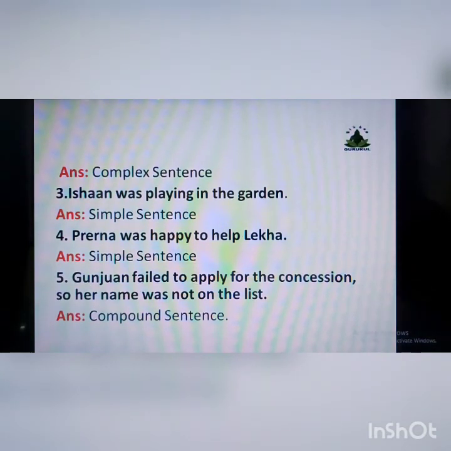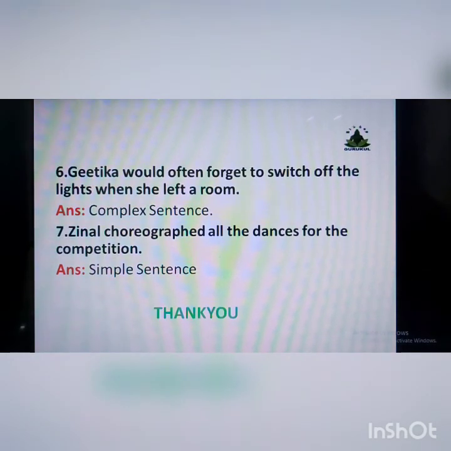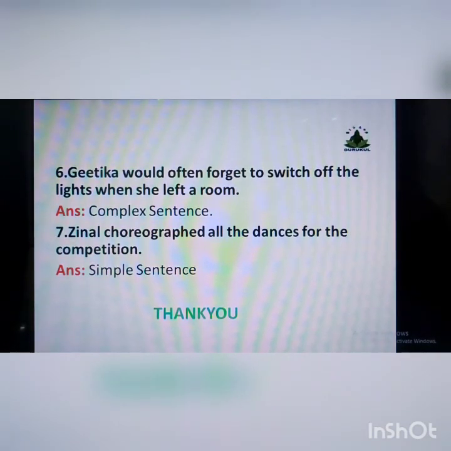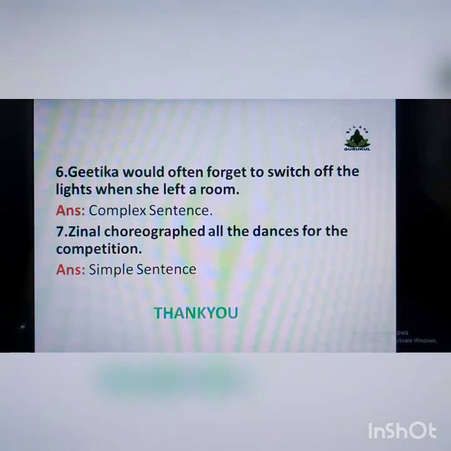Now let's see the sixth sentence. Gitika would often forget to switch off the lights when she left a room. This is an example of a complex sentence because it has one main clause, Gitika would often forget to switch off the lights, and one dependent clause, she left a room, and a subordinating conjunction, when. So, this is an example of a complex sentence.